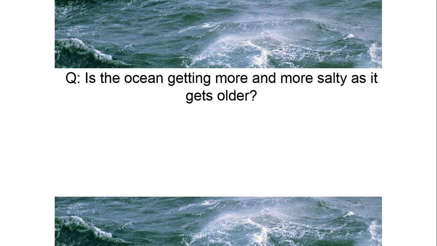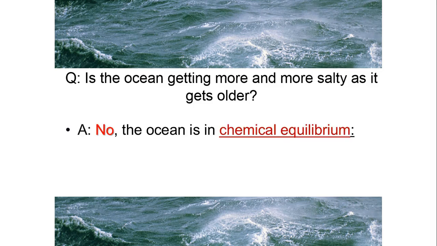So is the ocean getting more and more salty as it gets older? What do you think? I kind of gave you the answer already, a little bit. The answer is no. The ocean is actually in chemical equilibrium for any conservative constituents. When I mentioned that the processes that put the ions in take them out at the same rate, that should have given you a hint that the ocean is not getting saltier as it gets older. It stays the same saltiness.